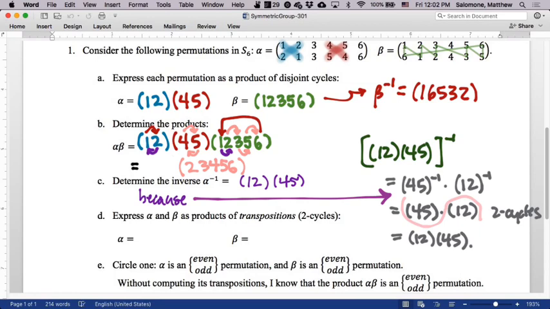Okay. Alpha is already a product of transpositions, so there's nothing to do in part D for alpha. But what about for beta? How do you express beta as a product of transpositions? It's a 5 cycle. How do we write it as a product of 2 cycles?